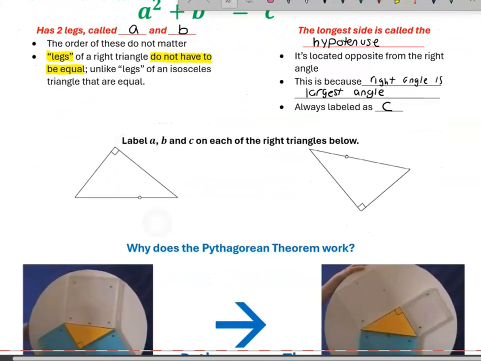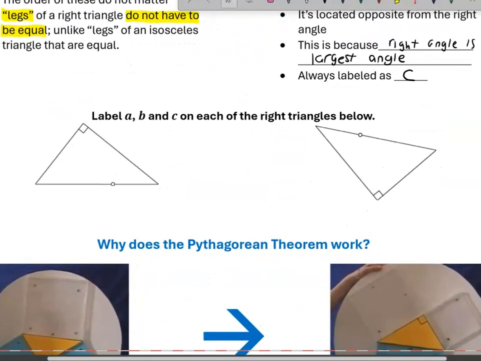So here's your first chance to look at this. I want you, in these diagrams, to label A, B, and C in each of these right triangles. Go ahead and pause this so that you can try that out yourself before I reveal what the answers are.